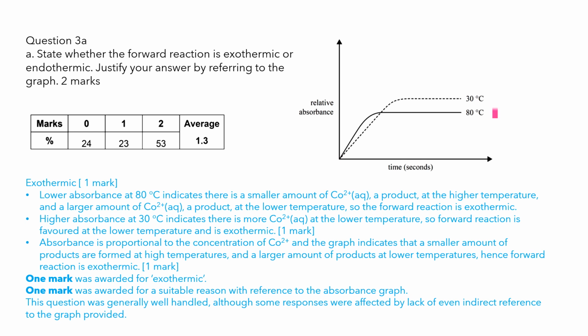The forward is an exothermic reaction. As the temperature decreases, the pink increases. The cobalt ion is pink. So, the concentration of cobalt ions increases. The lower temperature pushes the forward reaction, so the forward reaction is exothermic.